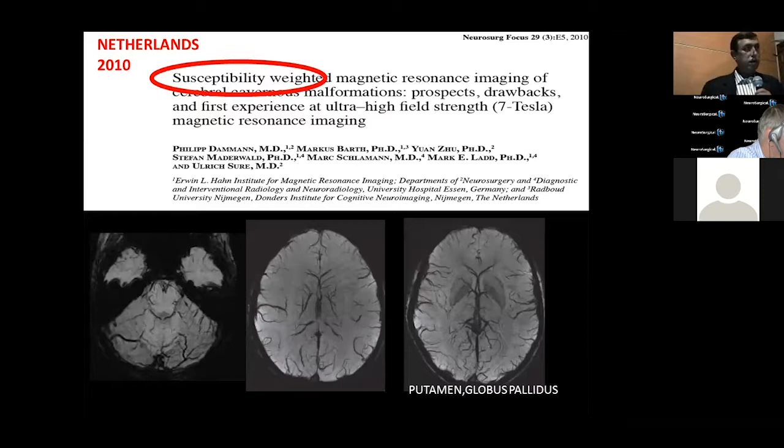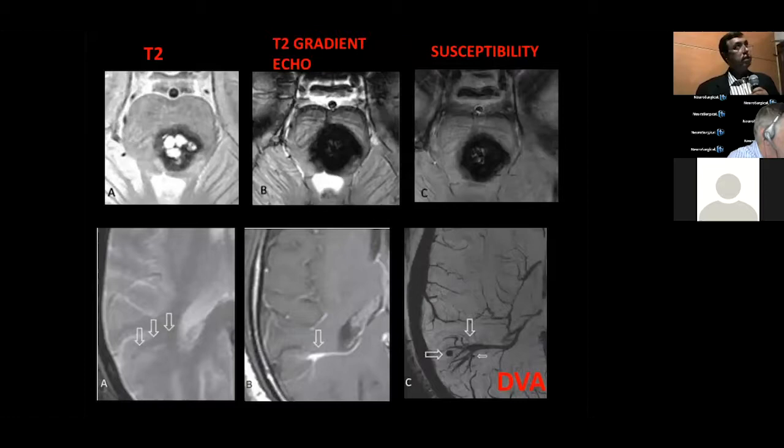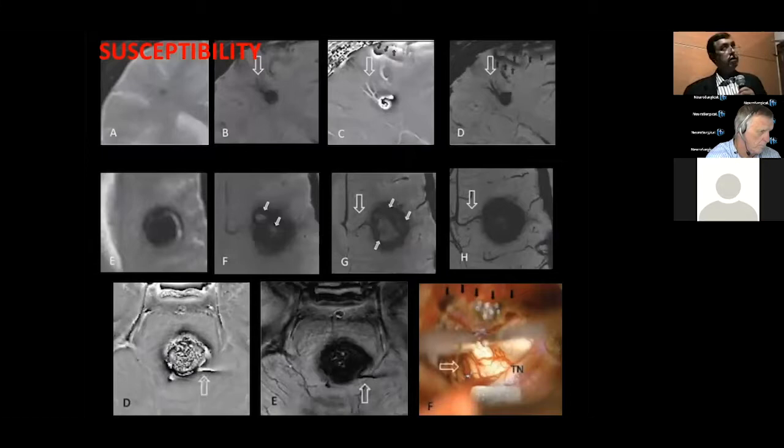And if you put one of these in an exam, in neurosurgical exam, nobody would answer it. So look at this, T2 here, the gradient echo here, and susceptibility here. Look at how you see also the developmental venous anomaly. Again, look at here how you see the details of the lesion and the draining veins.